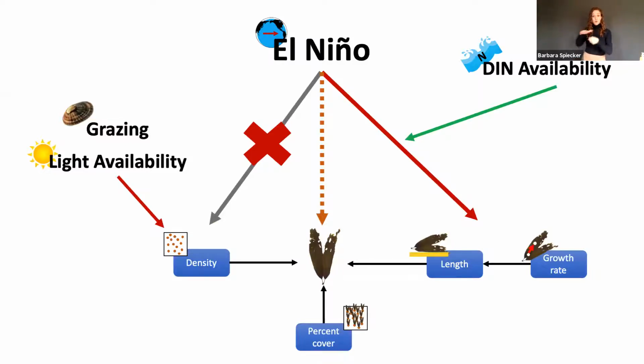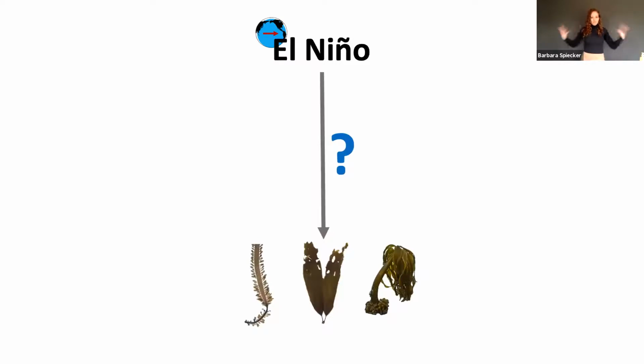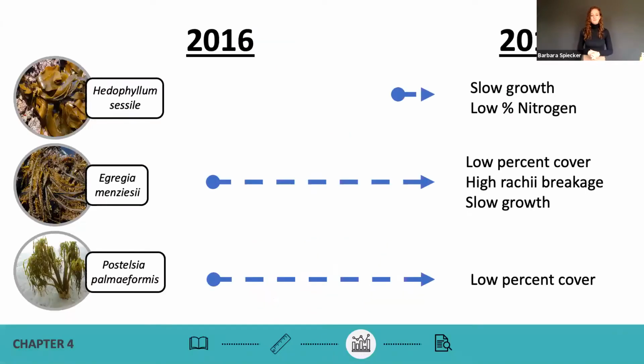So what I found was that the effects of El Niño on percent cover really just depended on the responses of the density and length metrics. So let's broaden our view and include some other kelp species here.